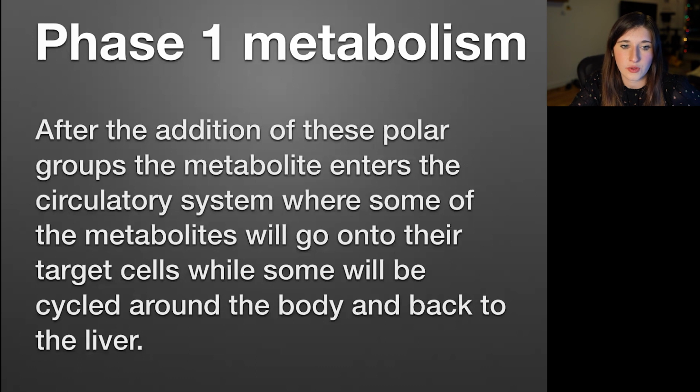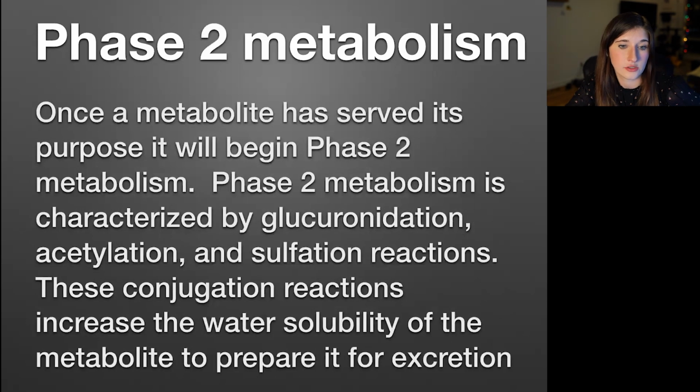After the addition of these polar groups, the metabolite enters the circulatory system again, where some of the metabolites will either go into their target cells or they will be cycled back around the body and go back to the liver, where they'll either go through another round of phase one metabolism or they will enter phase two metabolism.